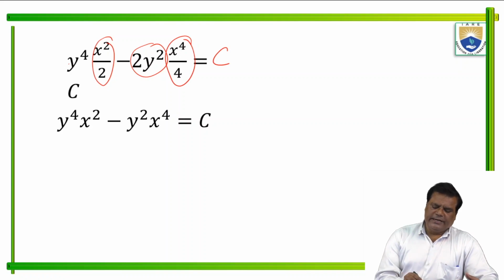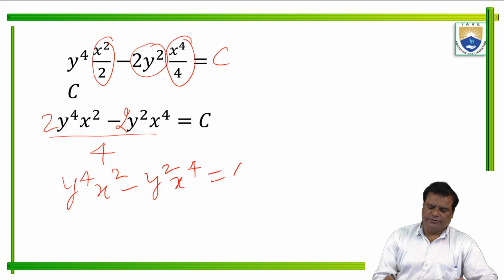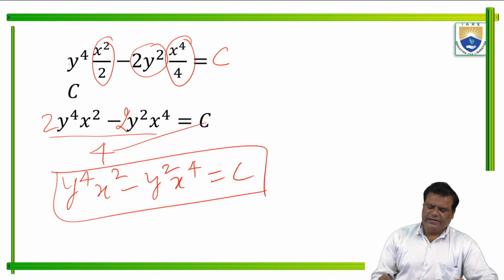Here taking LCM 4, we get 2y to the power 4 x squared minus 2y squared x to the power 4 equals C. Here 2 is common. Now finally the answer is y to the power 4 x squared minus y squared x to the power 4 equals C, the constant term goes into the constant. So this is the final answer.